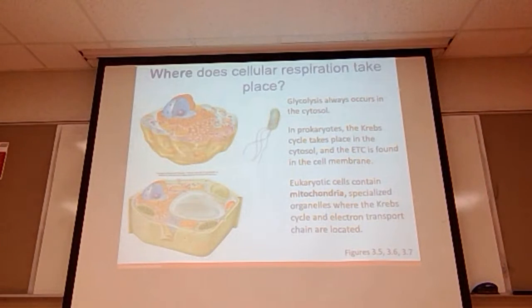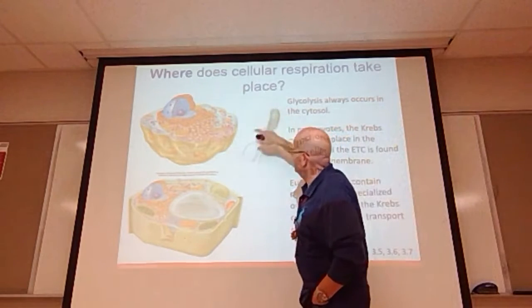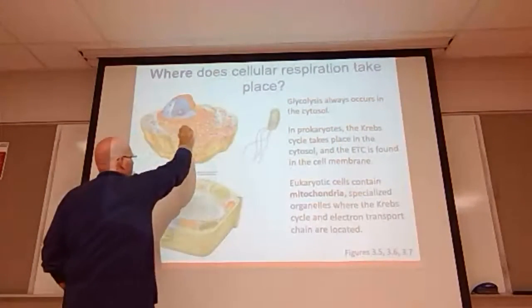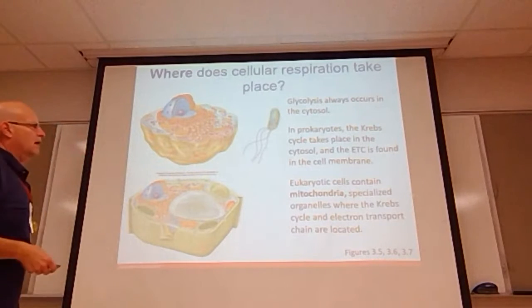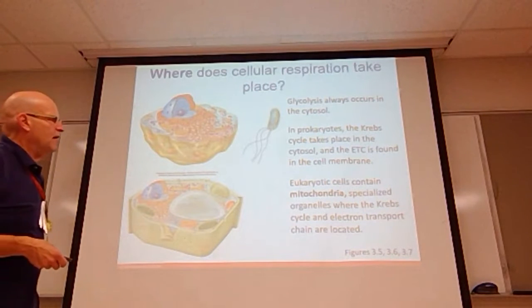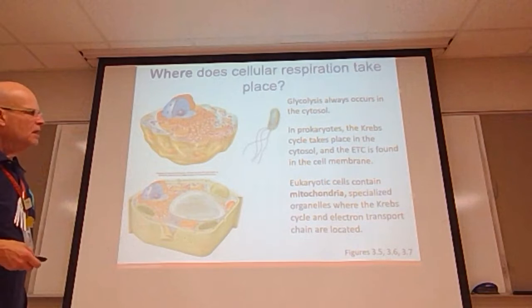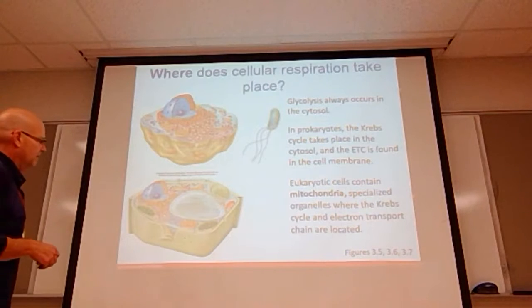Where in the cell does it take place? Glycolysis always occurs in the cytosol. So in the fluid inside the cell, here, and in all these little void spaces in the animal cell, and in the little void spaces here in the plant cell, that's where glycolysis takes place. In prokaryotes, the Krebs cycle also takes place in the cytosol. The electron transport chain is found in the cell membrane. For eukaryotic cells, which contain mitochondria, the Krebs cycle and electron transport chain are found in the mitochondria.